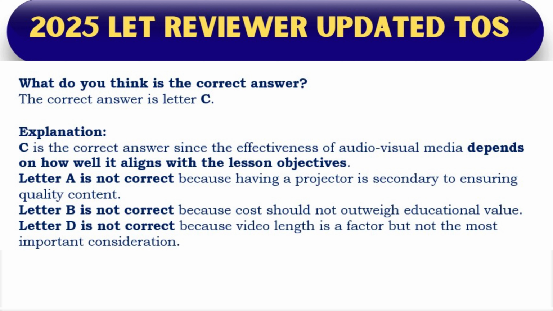Explanation. C is the correct answer since the effectiveness of audiovisual media depends on how well it aligns with the lesson objectives. Letter A is not correct because having a projector is secondary to ensuring quality content. Letter B is not correct because cost should not outweigh educational value. Letter D is not correct because video length is a factor but not the most important consideration.